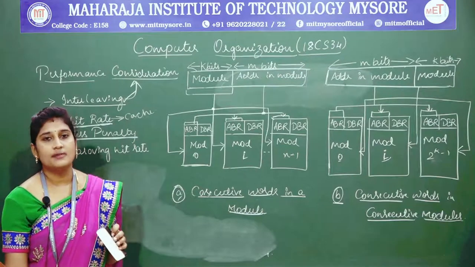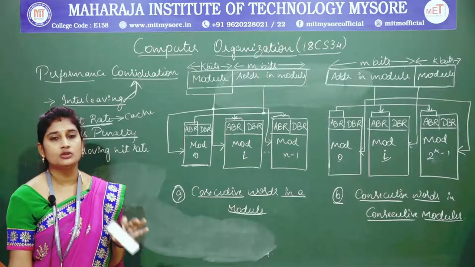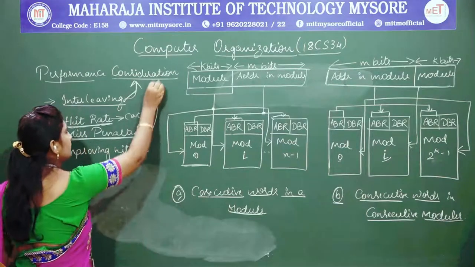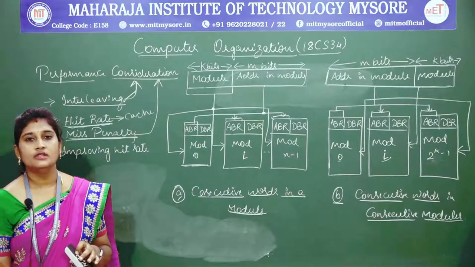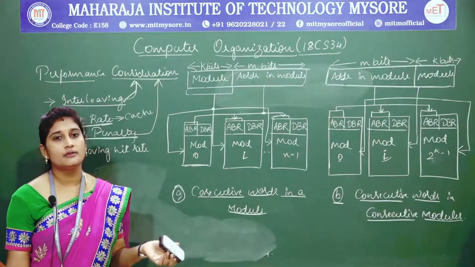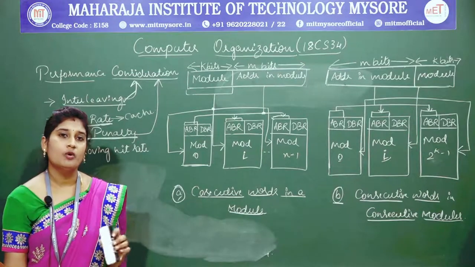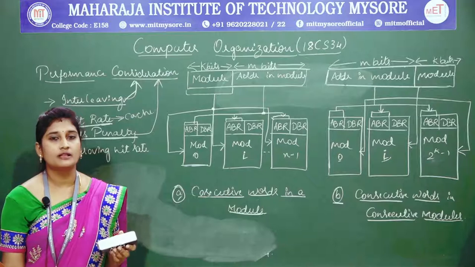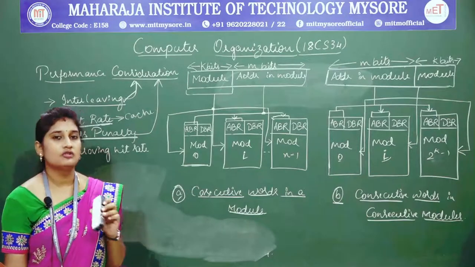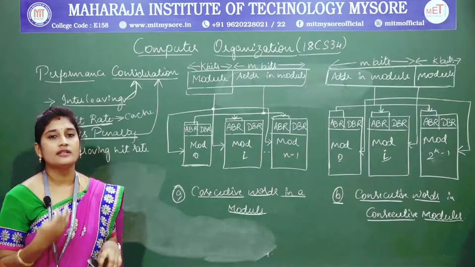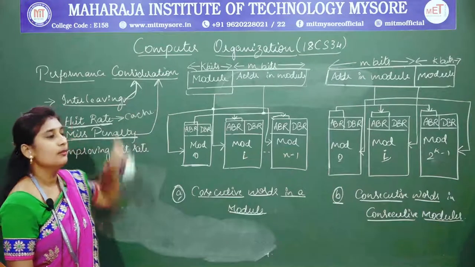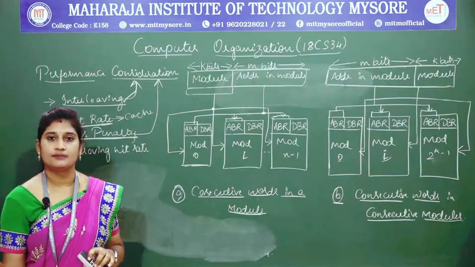So how much miss penalty is applied to the instruction set will also affect the performance of the system, isn't it? If the miss penalty is less, obviously the performance of the system will be more. If there are more miss penalties, why? Because the data requested by the processor is not found in the cache, so obviously the miss penalty goes on increasing, which will affect the performance of the system.